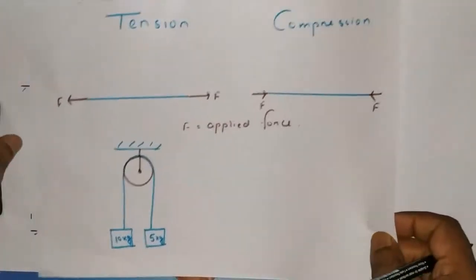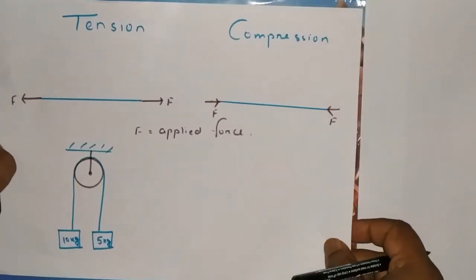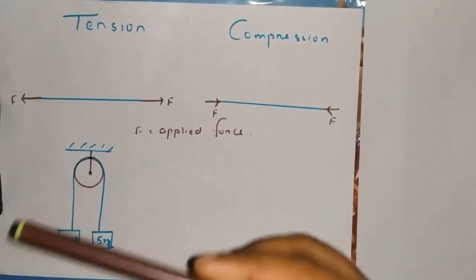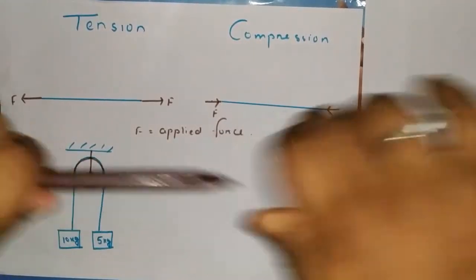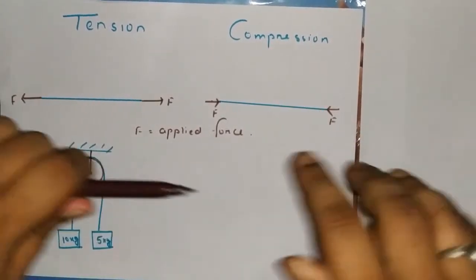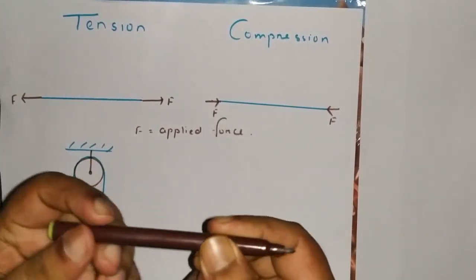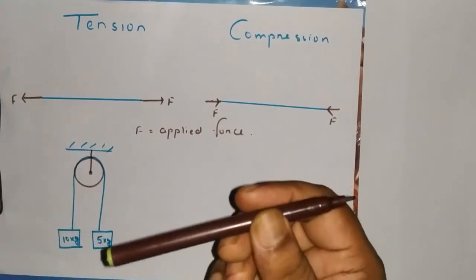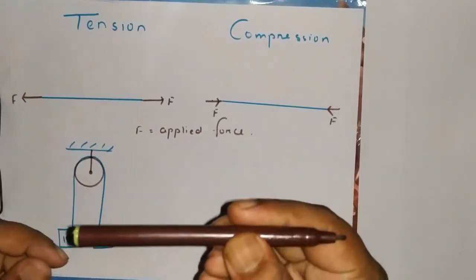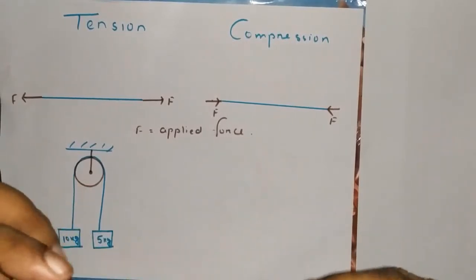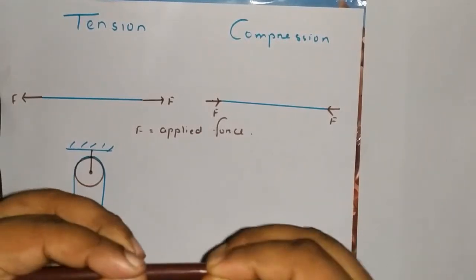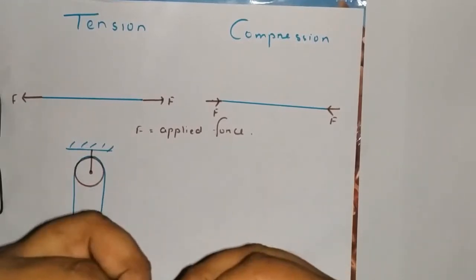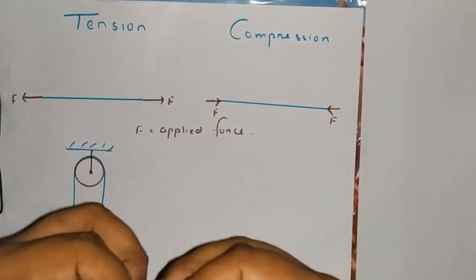Let's go for the new concept, tension and compression. Let this be a pen. I want to stretch it. So what are you getting? If I stretch it, external force is acting in the outward direction. This tensile force is known as tension. And when I want to compress it, external forces are acting into the body. So this is known as compression.